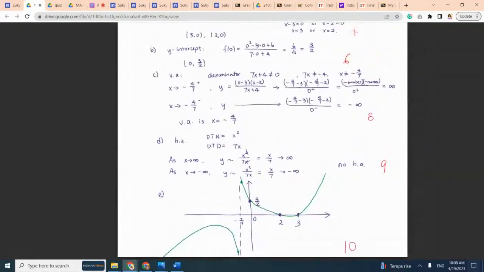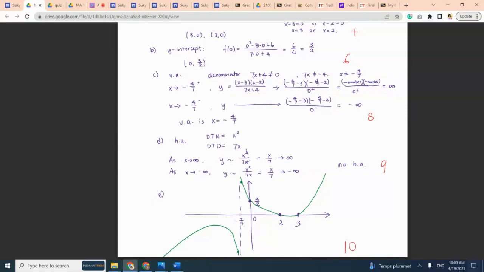We have x-intercepts 2 and 3. We have y-intercept 3½ here. And then this is the vertical asymptote. Put a dashed line and label it. Please label the number, okay? Negative 4/7. And see here, when x goes to this number from the right, the y goes to infinity. So that means the right side and top. Yes, everybody? So you draw a little dot here.